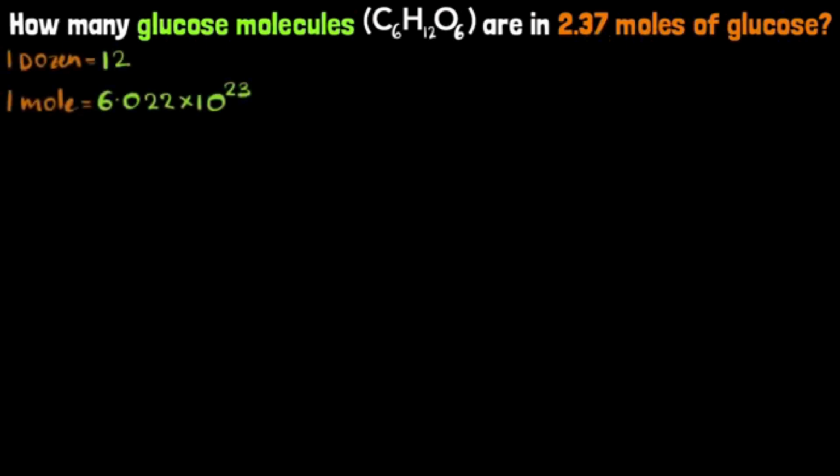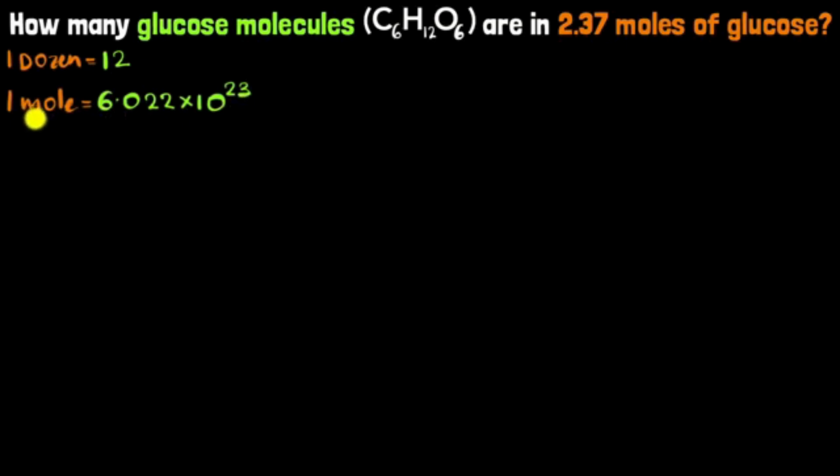Moles are like a dozen. Just like how 1 dozen equals 12, a mole represents an Avogadro number of things. A dozen eggs equals 12 eggs. A dozen carrots means 12 carrots. Similarly, a mole of eggs would represent these many eggs. A mole of carrots would represent these many carrots. A mole of glucose would represent these many glucose molecules, okay? So 1 mole of glucose equals these many molecules of glucose.